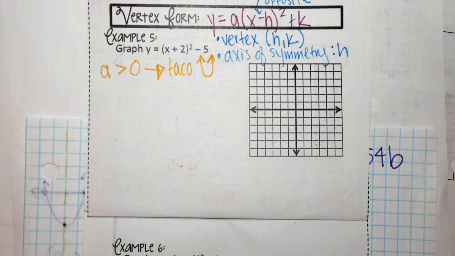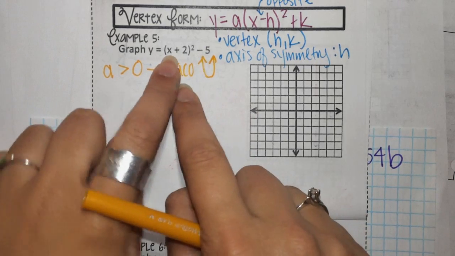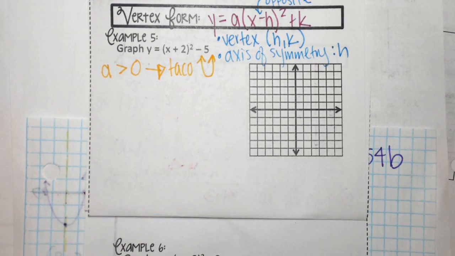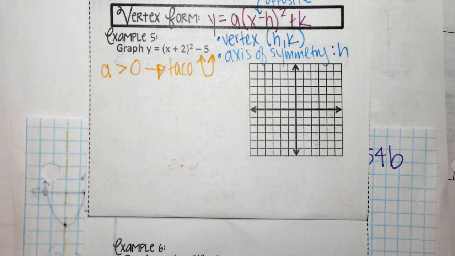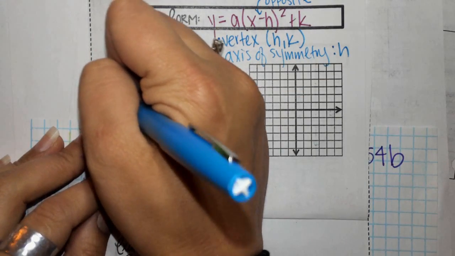So what we're going to do is graph this. I'm only going to write down 2 steps that you do, and then we're going to talk about the third together, because it's a lot of fun. So the first thing you do is you get your vertex.